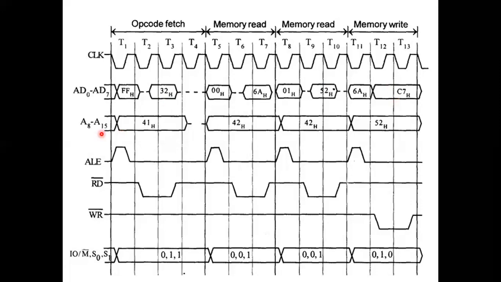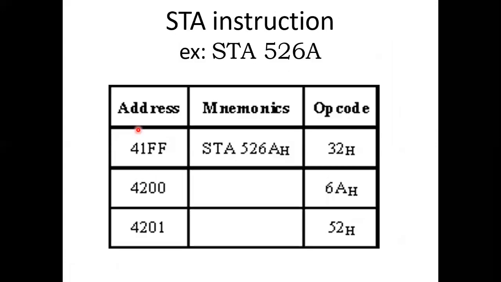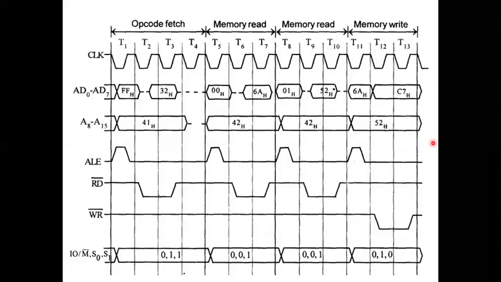Then AD8 to AD15, so that is the address. So 41, 42, 42, because it is the address. So first we did some one now, that is address 41, 42, 42. So that 52 will be the final output address.